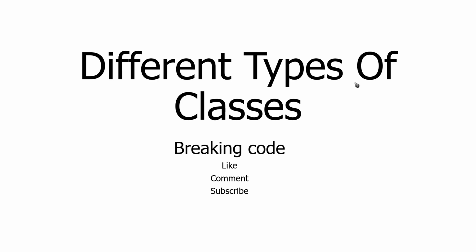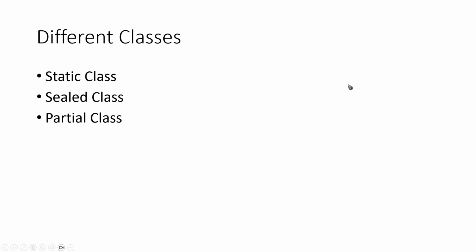So let's dive straight into it and list out all the different types of classes you can have. First of all, you can have a static class, a sealed class, a partial class, and an abstract class. So let's start off with the static class.